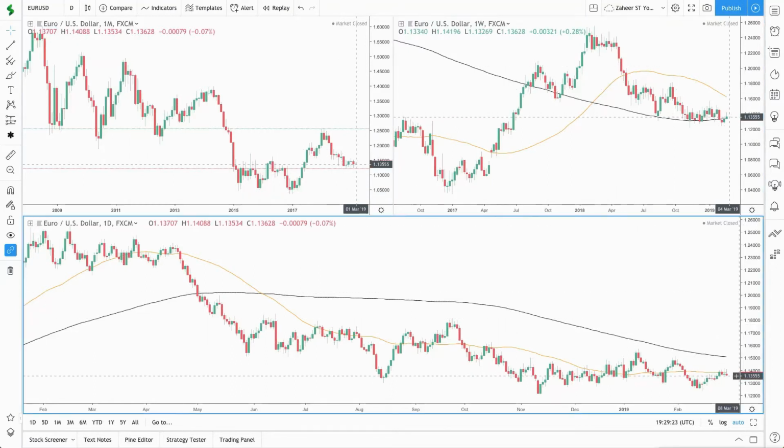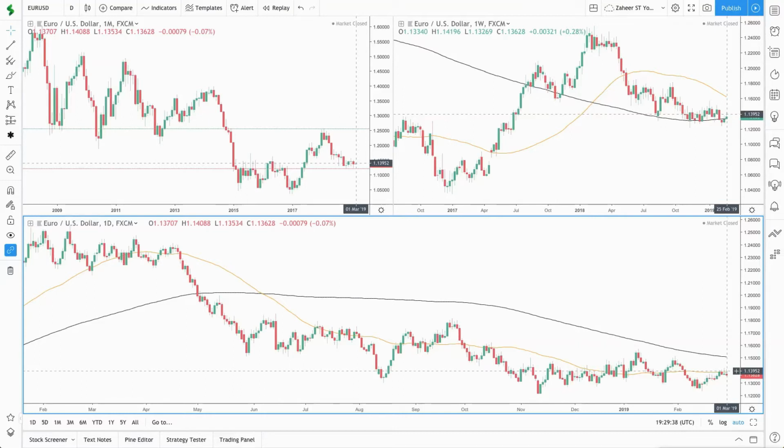If we come down to the daily time frame, price is below the 200 moving average and just trading below the 50 moving average, but we can see that price is in this area of consolidation, and that's confirmed with the 50 simple moving average being flat. So not a chart that we want to be trading.